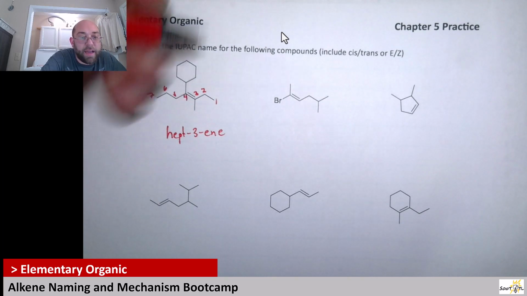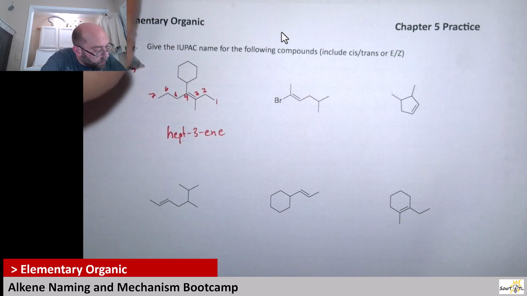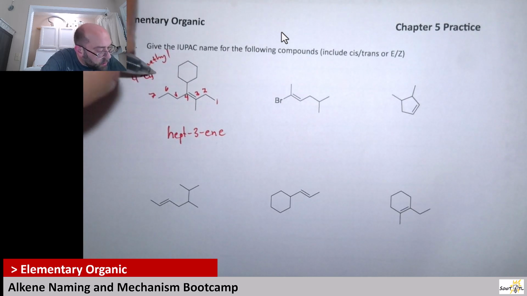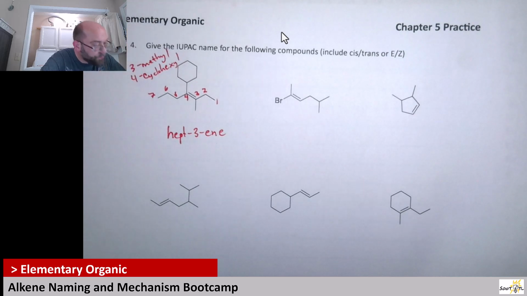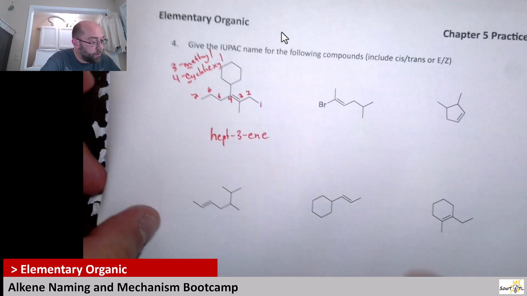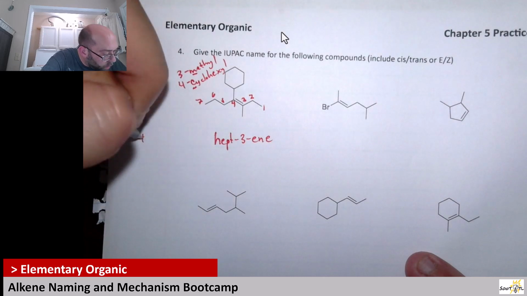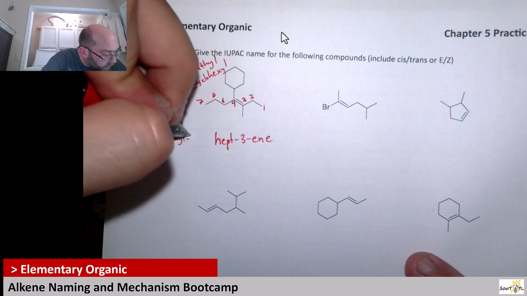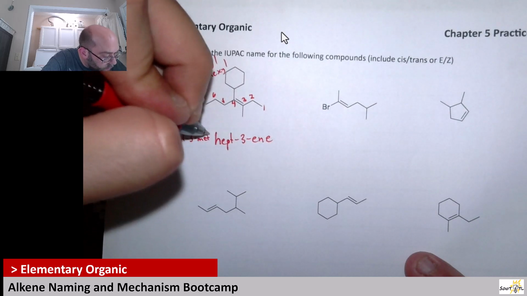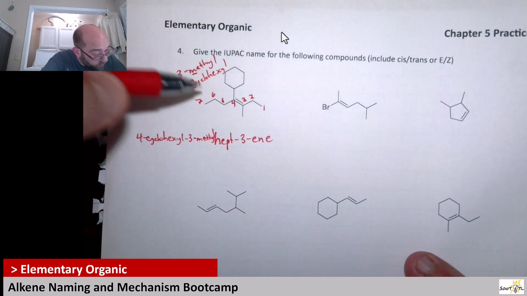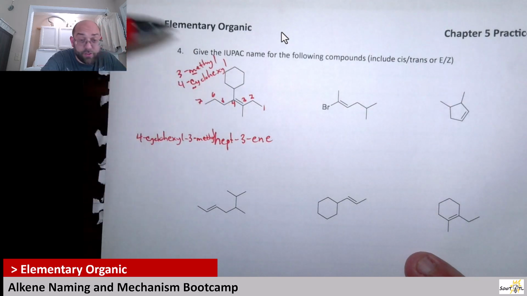And then it looks like we're going to have a 3-methyl. So I'm going to write this up on the side. A 3-methyl and then a 4-cyclohexyl. Right, so for that, when we look at what goes first, it's going to be C versus M. So we're going to have to put 4-cyclohexyl, then 3-methyl. I'm going to squeeze this in. 3-methylhept-3-ene.